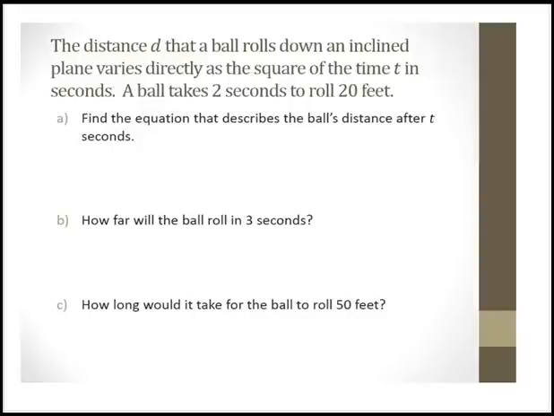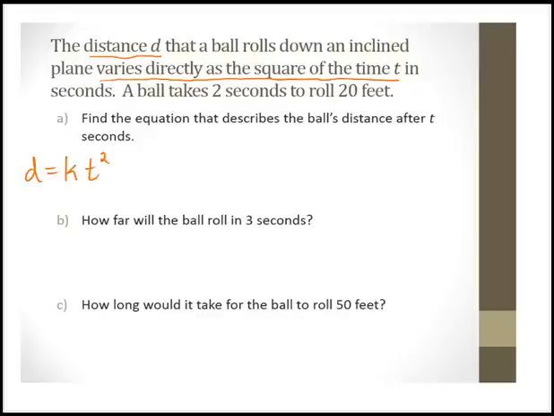All right, so let's look for the key phrase here. The distance d varies directly as the square of the time t. The distance d varies directly as the square of the time. d is equal to k t squared.